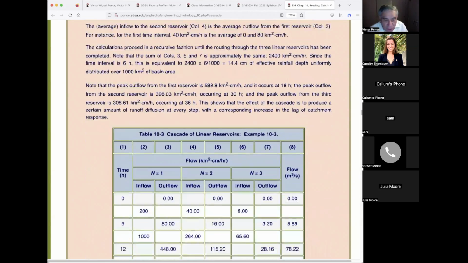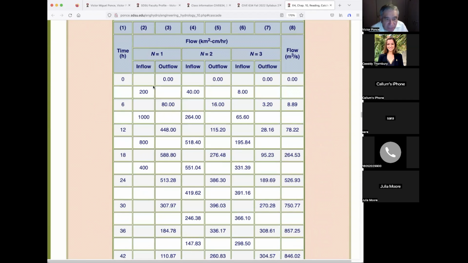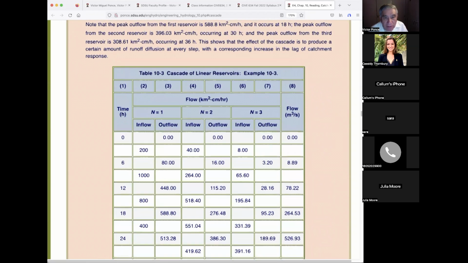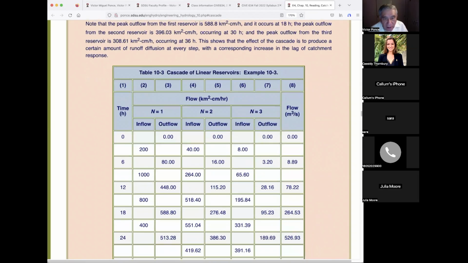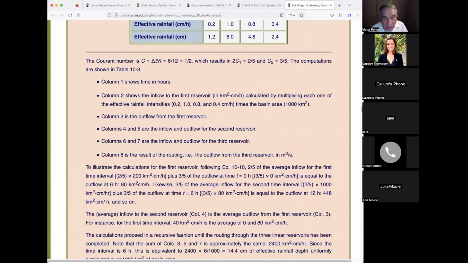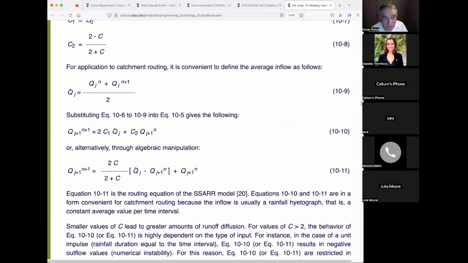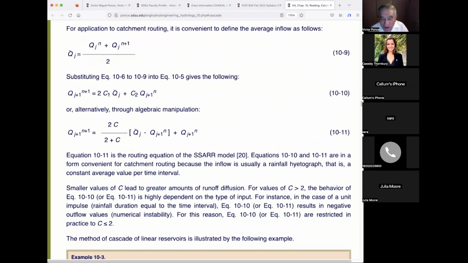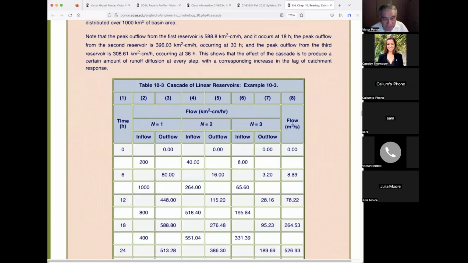So column 2 is a multiplication of 1,000 times the inflows in here. Note the units in here, as we have already done: kilometers square centimeter per hour. And then we are going to do the routing of the reservoir. Column 3 is the outflow from the first reservoir, which is obtained by using equation 1010. Obviously, I cannot tell you everything because we will not finish, okay? But use equation 1010 and you get to column 3.